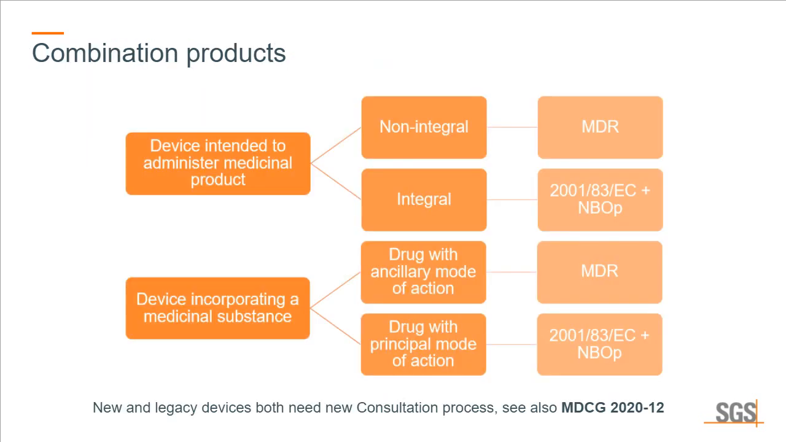Okay, when it comes to combination products, the important message of this slide is that you have to consider, and this slide talks about combination products between a medical device and a pharmaceutical drug or a medicinal product. You have to first decide which one is the dominant part, which part is ancillary to the other one. So a device intended to administer a medicinal product is one case, or a device incorporating a medicinal substance is another case.